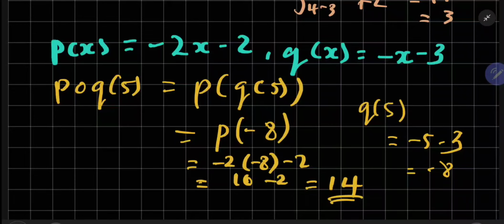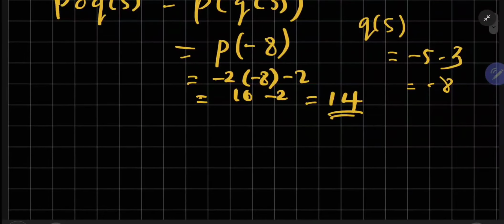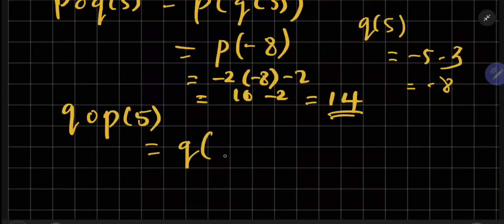I hope this was really clear. As an assignment, you can do this. What is q of p of 5? Also written as q p 5.